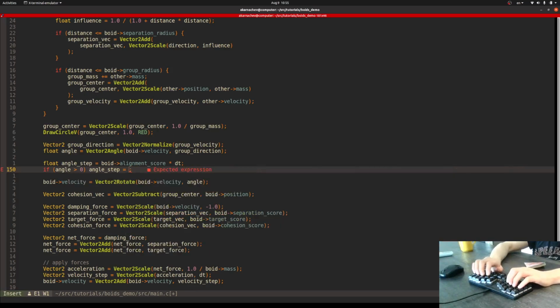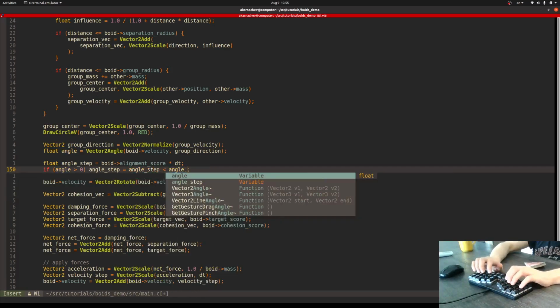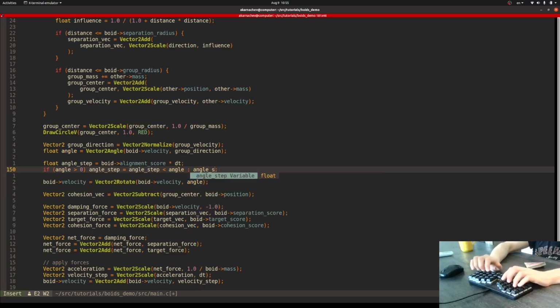If angle step is less than angle, then I take angle step. I just thought that raylib has a minimum function, but it's not a big deal. Otherwise, if angle step is not less than angle, I take the angle.